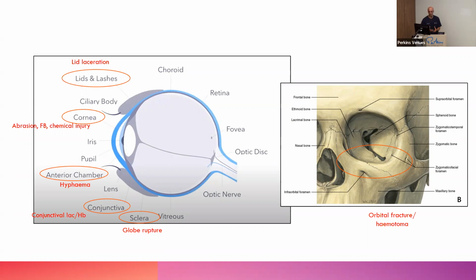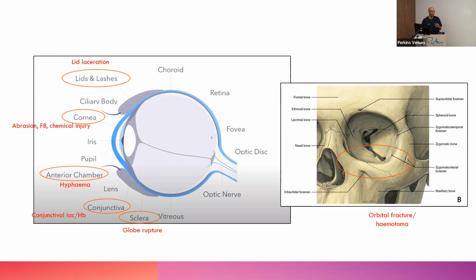Now the orbit's made of bone, so it's a hard, limited volume. As soon as you get blood collecting in the orbit, you've got the potential for a compartment syndrome, which means the rest of the contents in there are going to be squashed, the most crucial one being the optic nerve. So you can get a compressive optic neuropathy, which definitely can blind someone unless it's treated pretty quickly. So retroorbital hematoma, important condition, we'll talk about that.